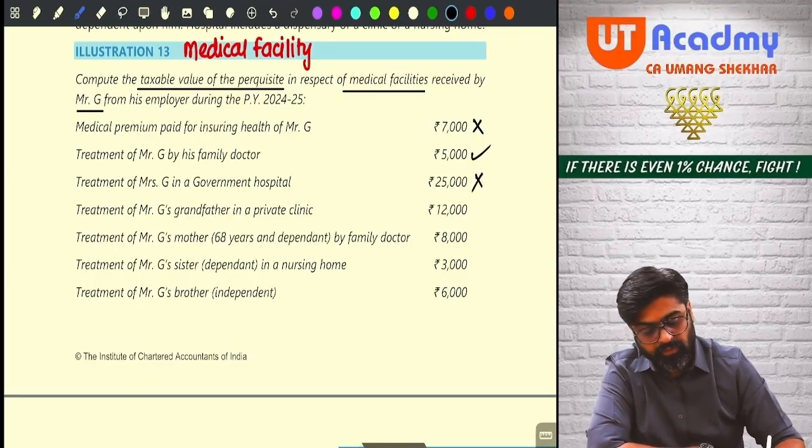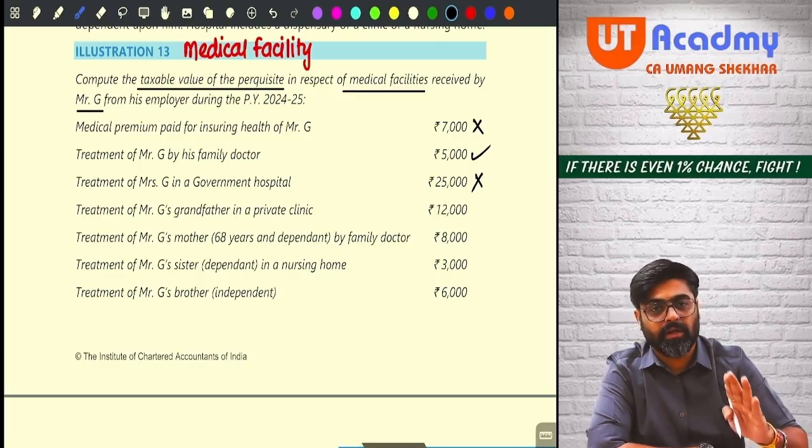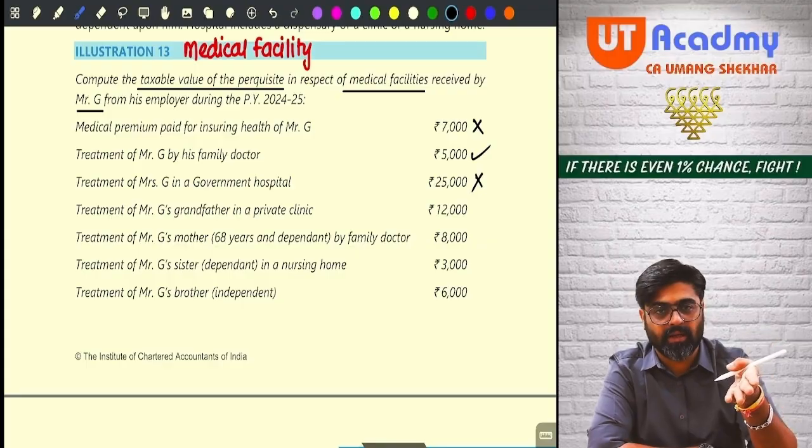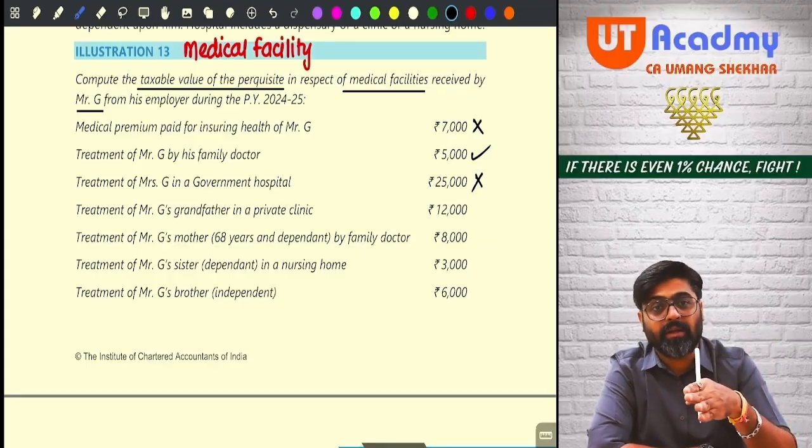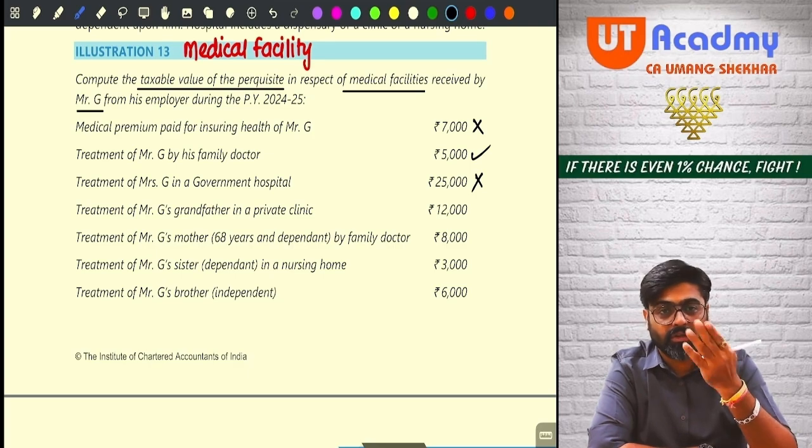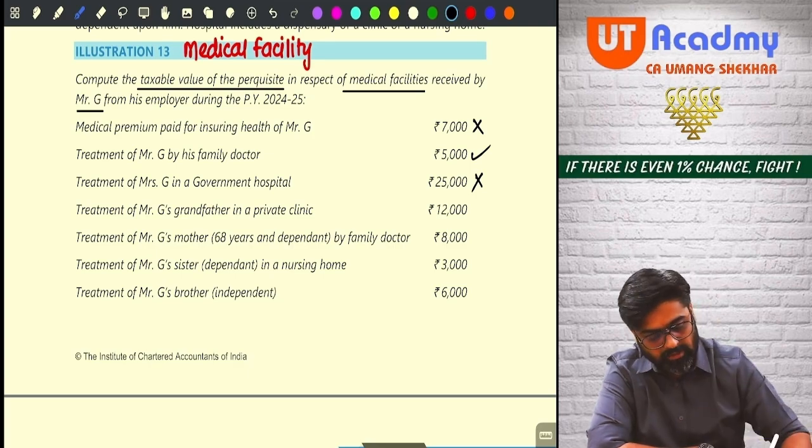Next one, treatment of G's grandfather in a private clinic. First of all, the treatment is not happening in a GRE. And second, the treatment is also not happening for a specified patient. So this benefit will be fully taxable.